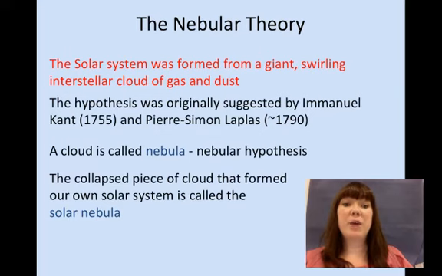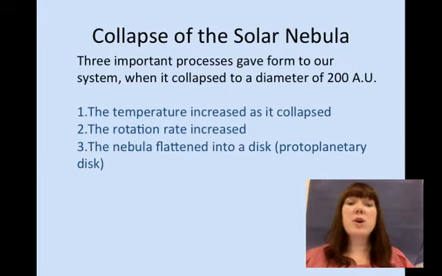The collapsed piece of cloud that formed our own solar system we call the solar nebula. So a nebula is any cloud of gas and dust. The solar nebula is the one that formed our solar system. So 3 important things gave form to our system when it started collapsing. We had this giant swirling cloud of gas and dust, and then it started to collapse.